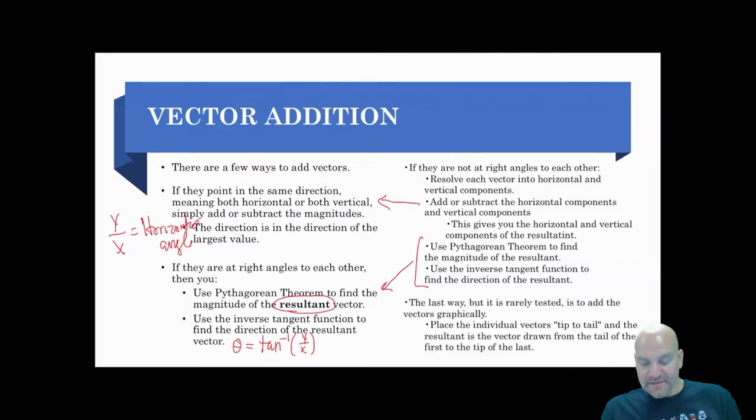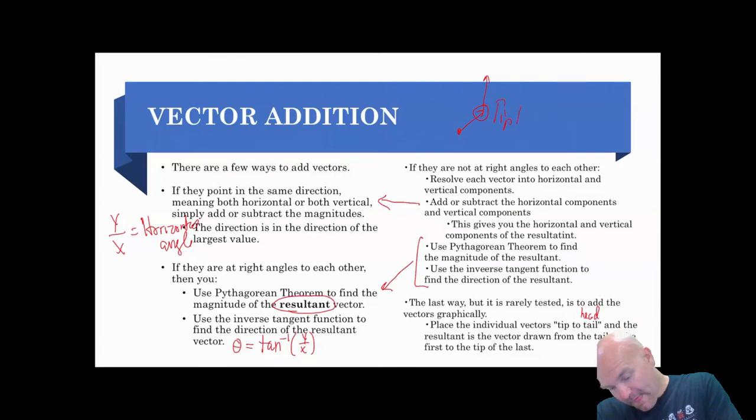The last way, but it is rarely tested, is to add the vectors graphically. In this case you're going to place the individual vectors tip to tail, or tip to head, whichever word you want to use. The resultant is drawn from the tail of the first to the tip of the last. So if I have to add two vectors like this graphically, this is my tip to tail, and my resultant goes from the tail of the first to the tip of the last. And so this would be my R.